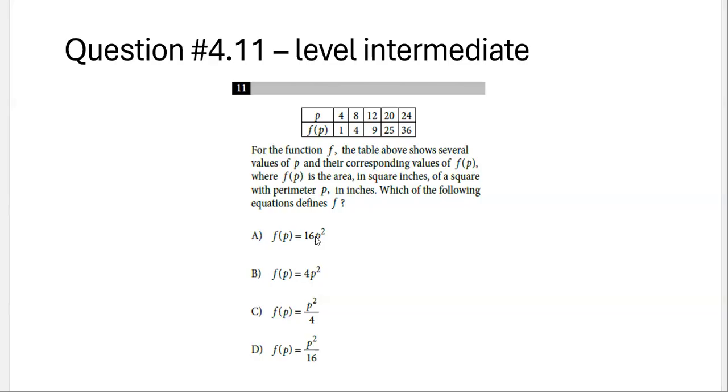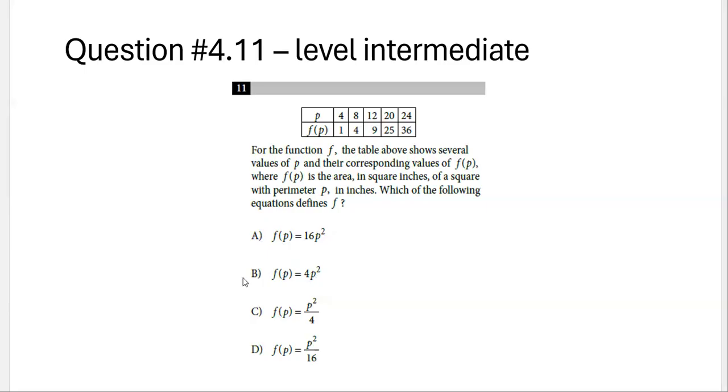That would be 16 times 4 squared. That's much bigger than 1. You don't even have to know what 16 times 16 is. It's good to know it because it's a perfect square. So I would recommend you know that, but we don't care in this case, because it's much bigger than 1. Cross that out. Choice B, 4 times 4 squared.